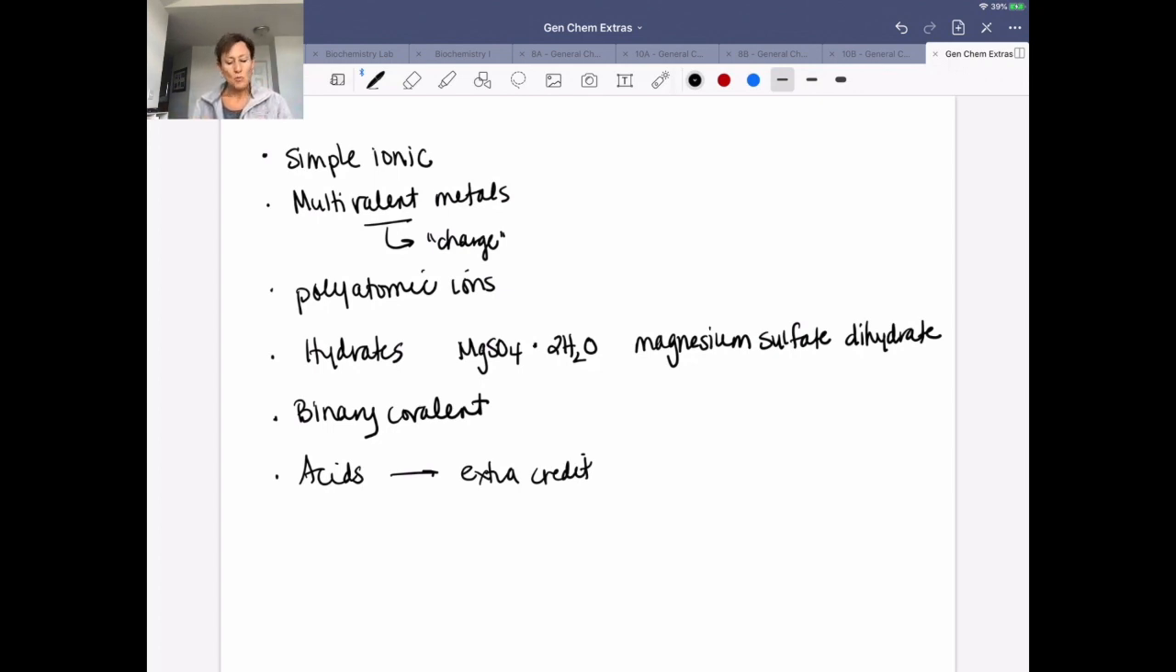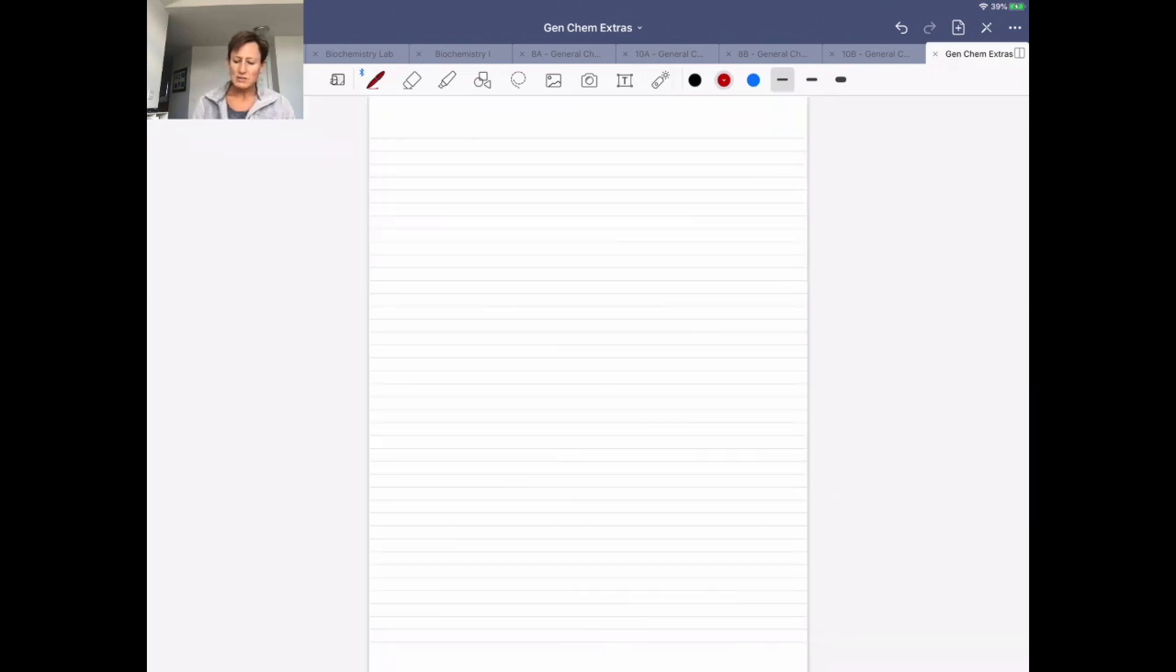Okay, so now I'm going to highlight what the video will focus on. These multivalent metals, and how we want to think about those. Then some of the polyatomic ions, particularly the ones that are bound with oxygen, so we'll talk about different classes there. And then I'll talk a bit about acids. Okay, so let's move on.